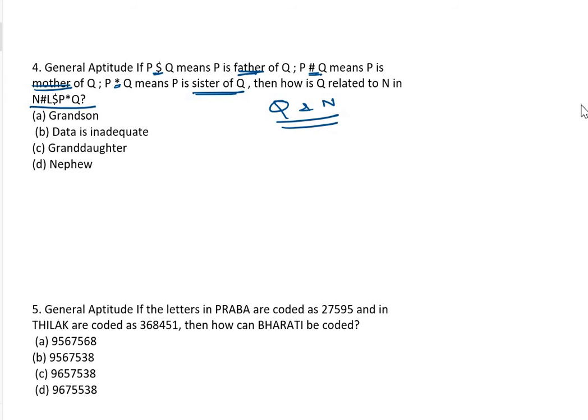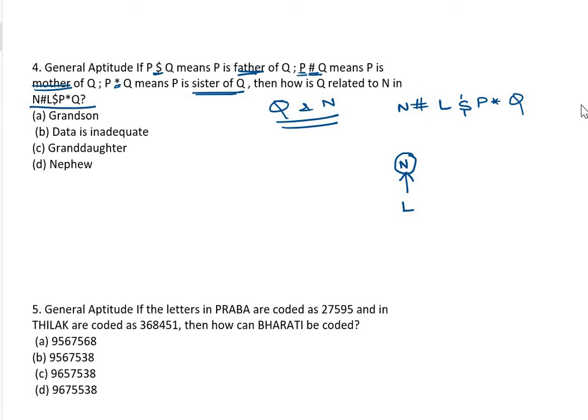Okay, we start with the symbols N / L and $ P * Q. We start from this one. N / L, like P / Q, means P is the mother of Q. Here N is the mother of L. So for the next generation we put the arrow. L, we don't know whether father or mother. So step by step we have to move.